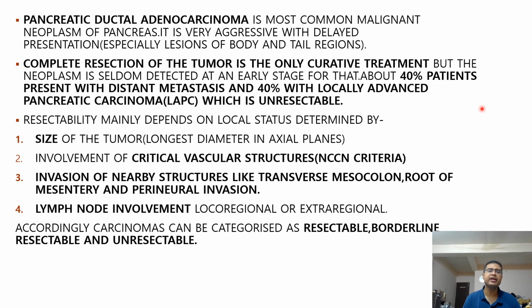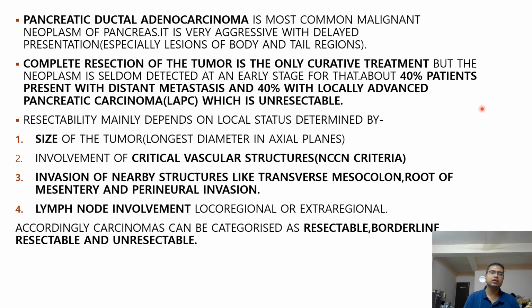So resectability mainly is determined by four major criteria. When we think of resectability criteria for pancreatic carcinoma, we usually think of NCCN criteria and the critical vascular structures. But we have to keep in mind that there are four major criteria, and we have to assess all four of them, not only the NCCN criteria for vascular invasion.